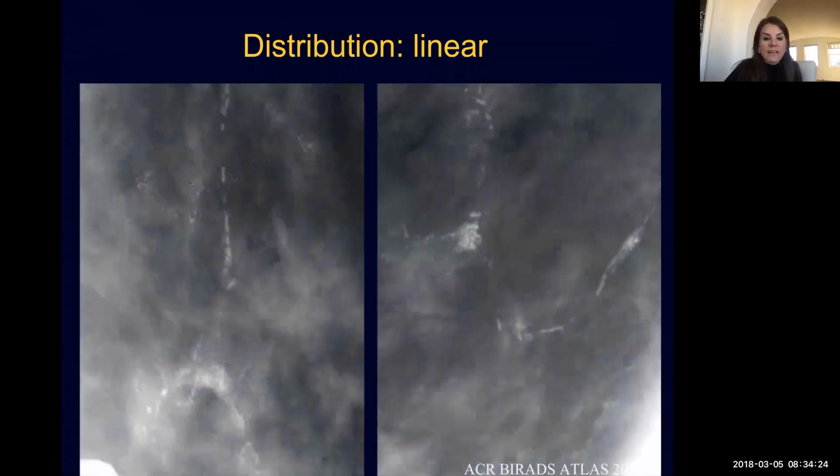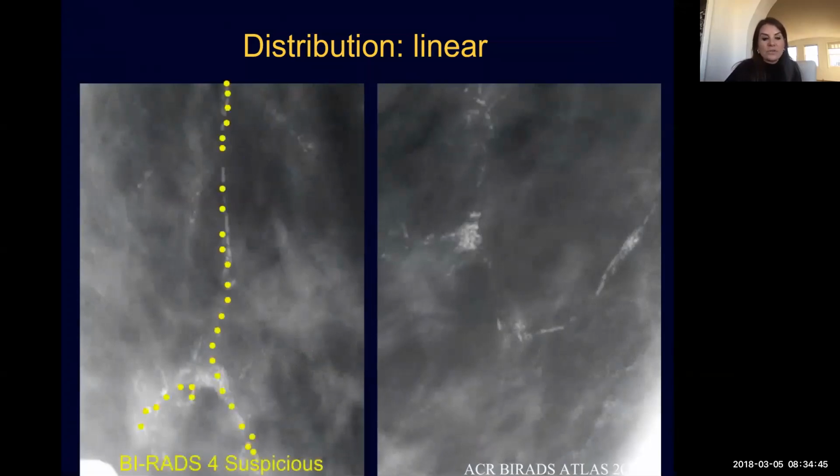So here we have calcifications that are in a linear distribution. These calcifications line up. These are going to be smaller than those large rod-like calcifications we talked about earlier, and they're not going to have the tram track or soft tissue density signs to suggest vascular. So these linear calcifications do require biopsy. These would be a BI-RADS 4 for a suspicious finding.